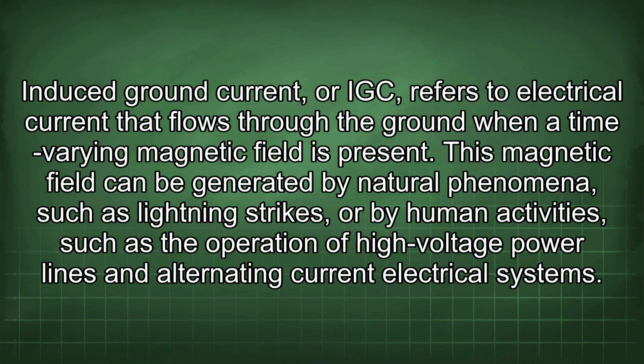Induced ground current, or IG, refers to electrical current that flows through the ground where a time-varying magnetic field is present. This magnetic field can be generated by natural phenomena such as lightning strikes, or by human activities such as the operation of high-voltage power lines and alternating current electrical systems.